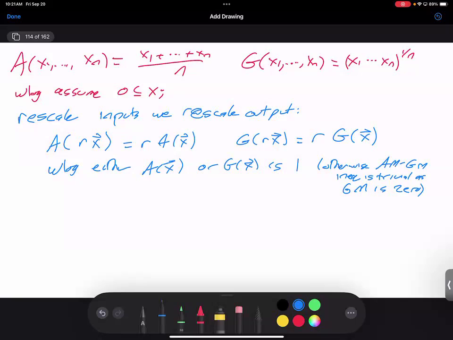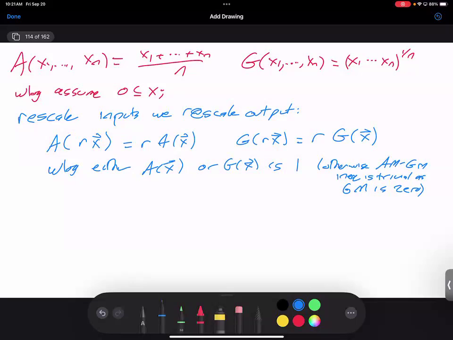You've got a 50-50 chance minimum. Which one do you want to make 1, the arithmetic mean or the geometric mean? Geometric mean. How many people vote for geometric mean? How many people vote for the arithmetic mean? How many people want to re-vote?